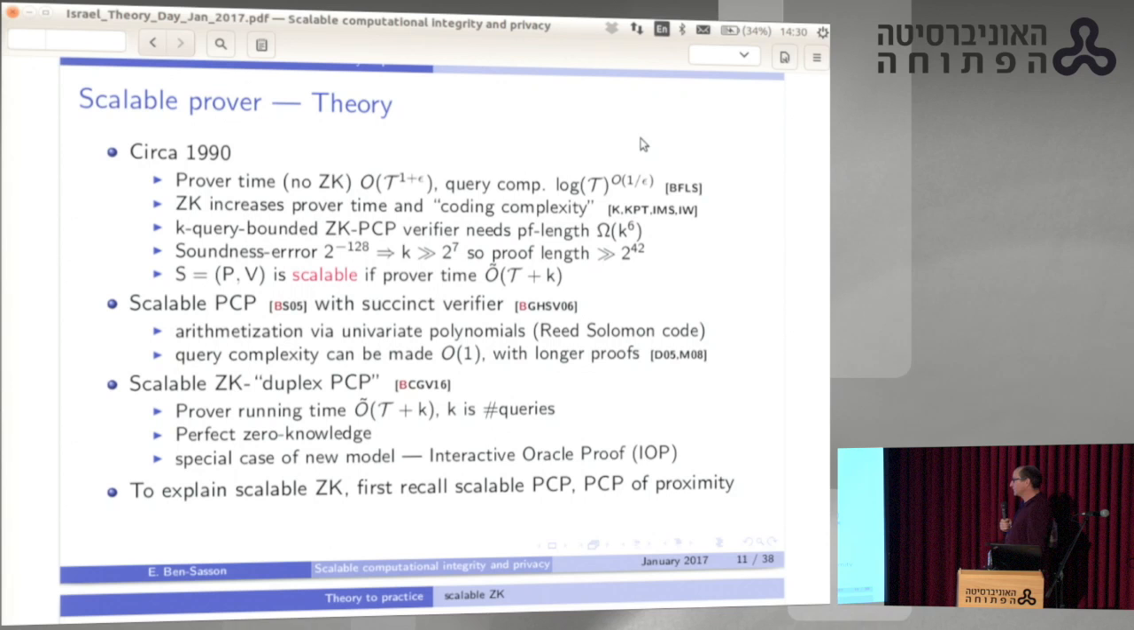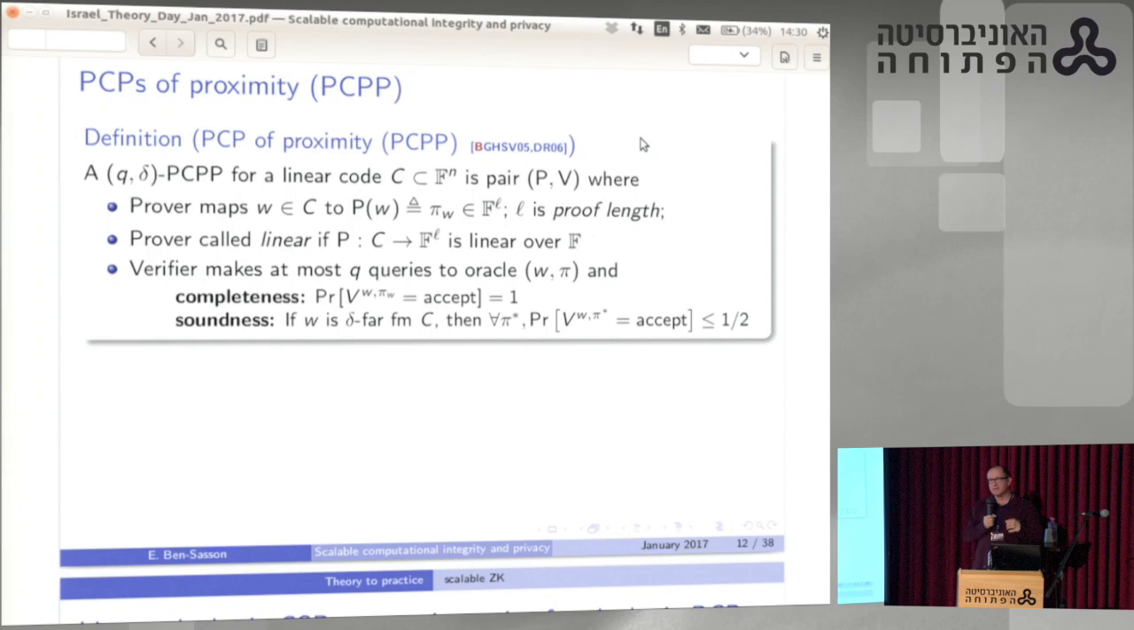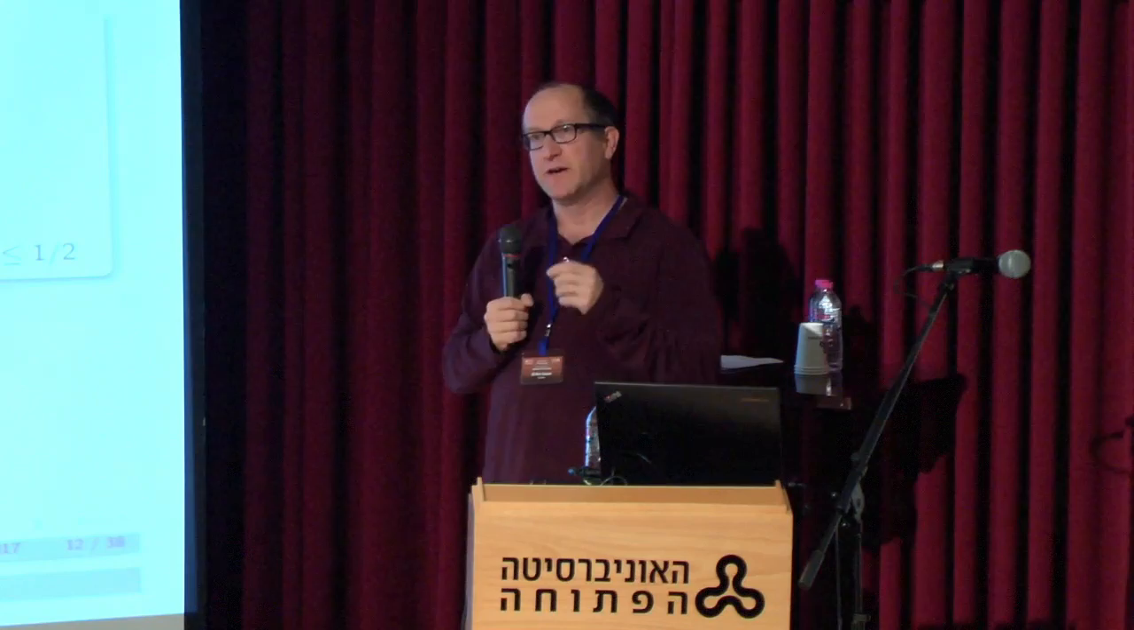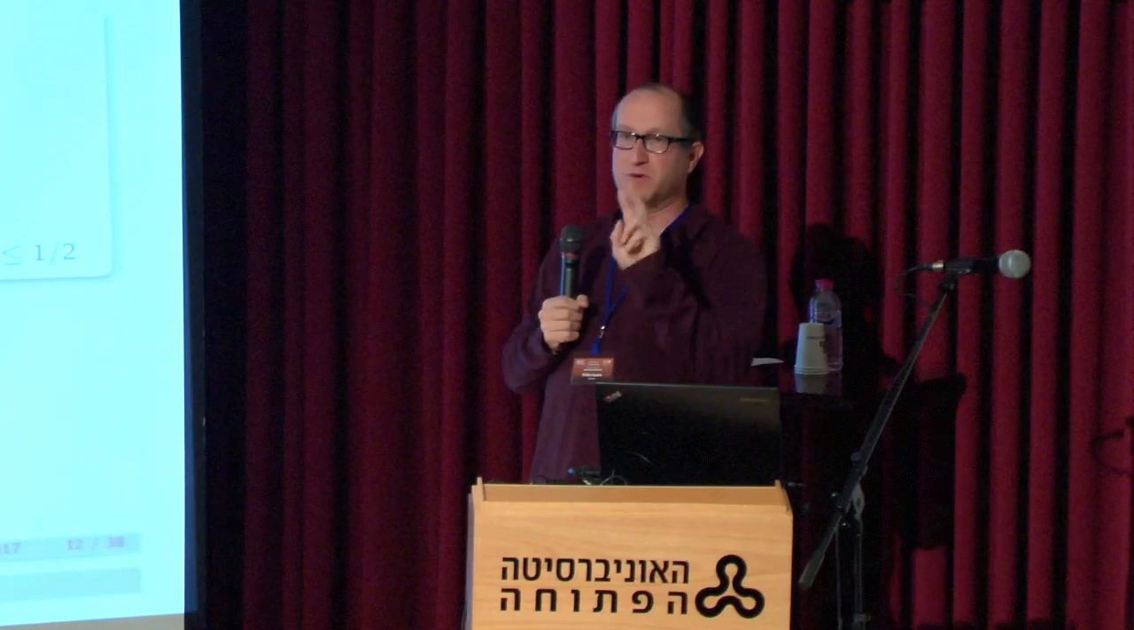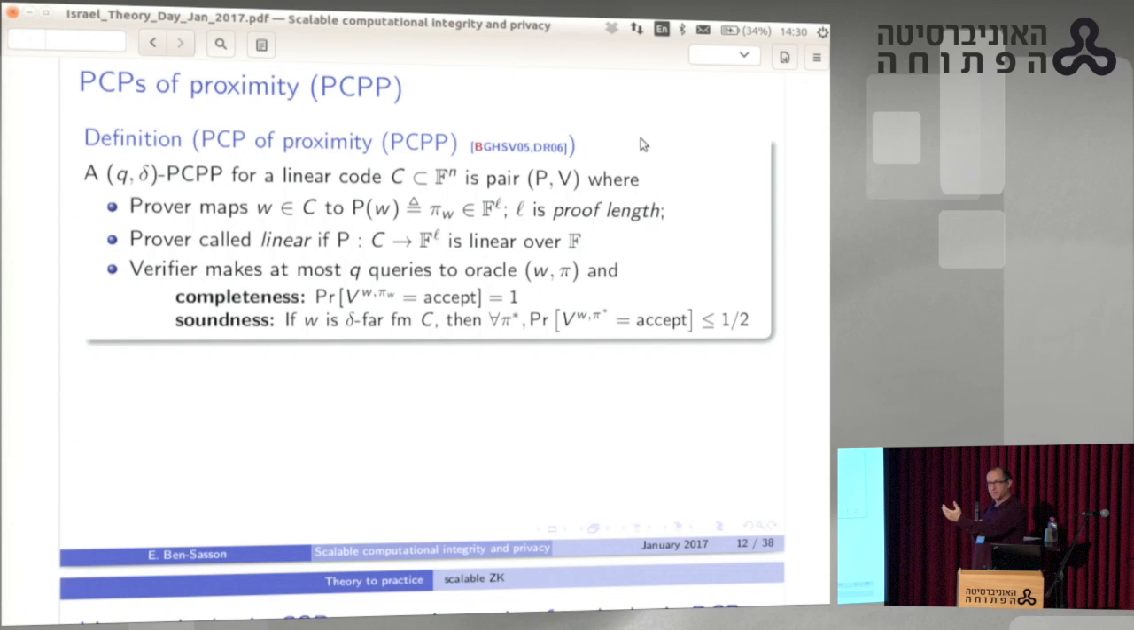To explain how we get scalable zero knowledge, we need to first recall how we get scalable PCP without zero knowledge. And for that, we need to talk about what a PCP of proximity is, and some other preliminary definitions. A PCP of proximity is a proof system for verifying that a purported code word is actually close to an error-correcting code. In this model, the verifier makes queries to a pair. One is the purported code word, which we'll denote by W, and the other member of the pair is the PCP of proximity, PCPP.